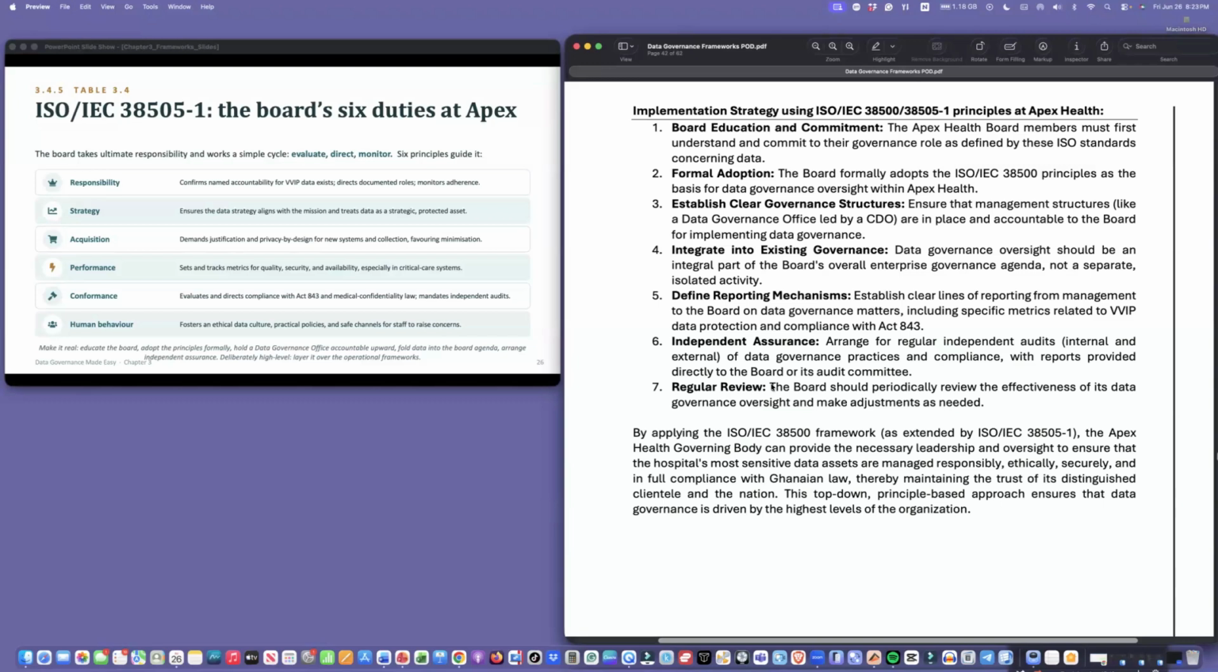They integrate the existing governance. Data governance oversight should be an integral part of the board. So the board will start saying that now in board meetings, the last 30 minutes is for data governance, or the last 1 hour, or if you have only 3 days, the third day is for data governance. So that will be instituted into the board structure of activities or program of activities.